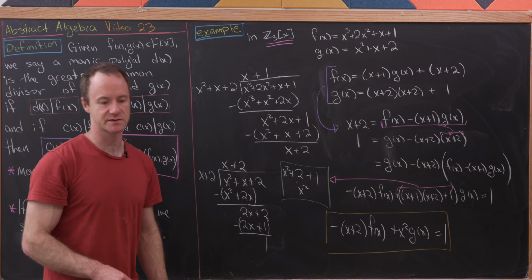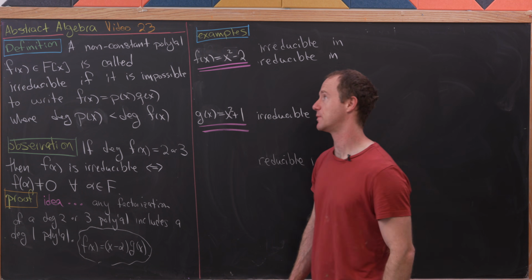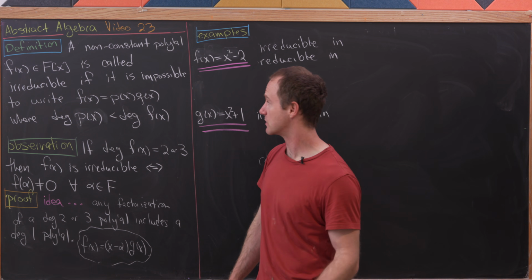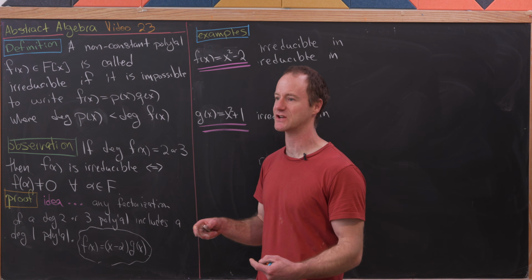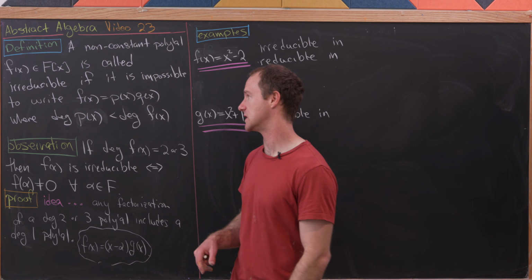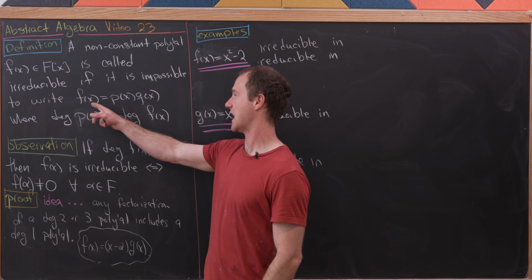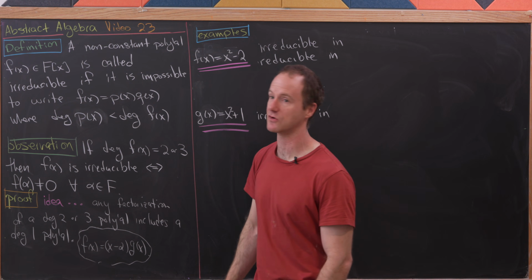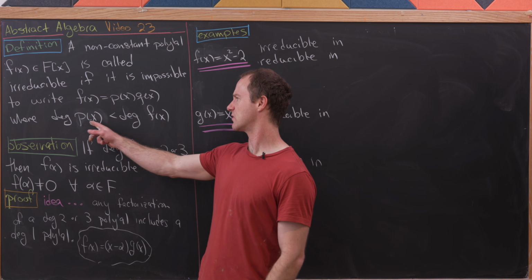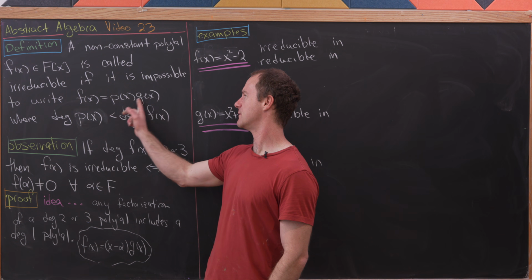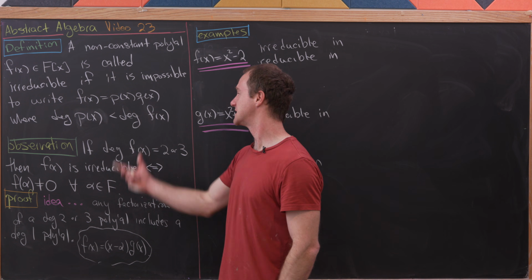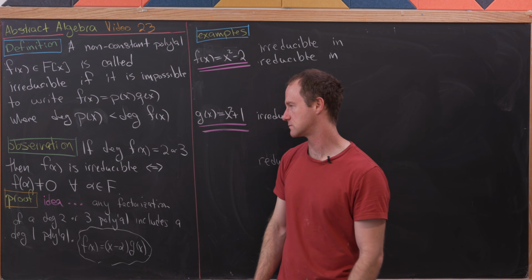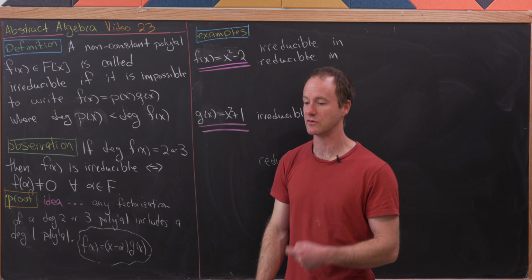All right, let's look at something else. So next I wanted to define the notion of an irreducible polynomial. So we say a non-constant polynomial f of x is irreducible if we cannot factor it into polynomials of smaller degree. So in other words, it is impossible to write f of x as p of x times q of x, where the degree of p of x is less than the degree of f of x. But notice if the degree of p is less than the degree of f, then that means the degree of q also would be. Because here we have the sum of these two degrees must equal that degree. So it's not really necessary to talk about the degree of both of them.